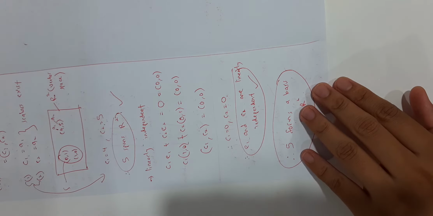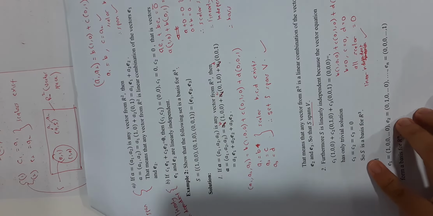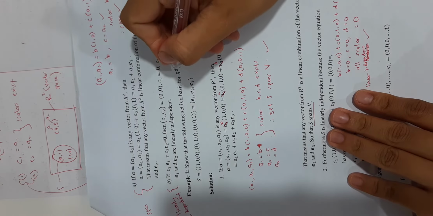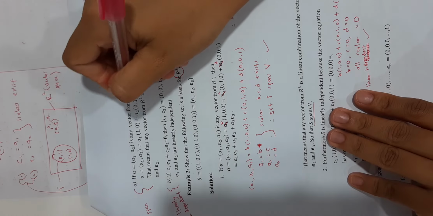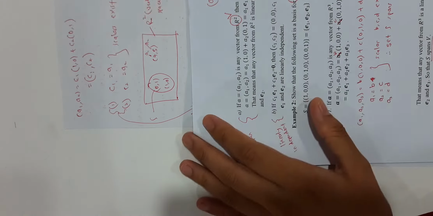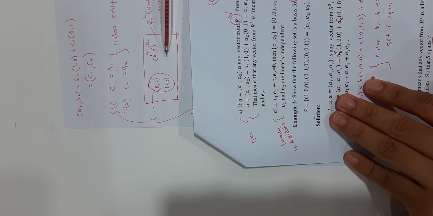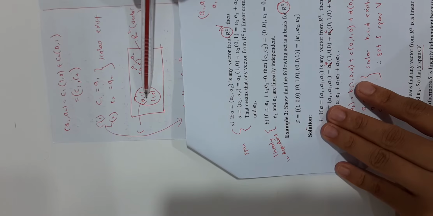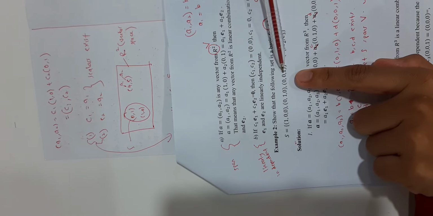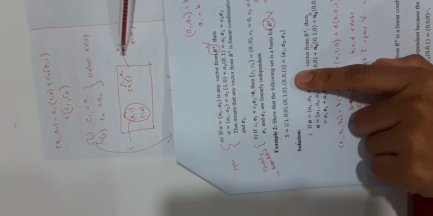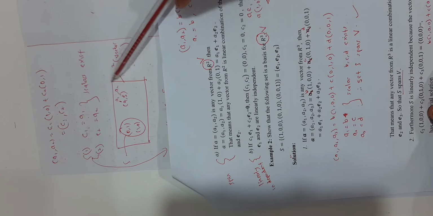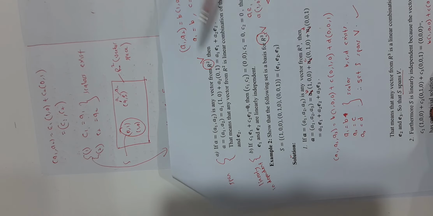Okay, so let's have a look at one more example here. Show that the following set is a basis for R3. Now this R3 is your V, and this is your set S. So it goes back to the same diagram. The only difference now is that in this S here, we have three vectors, and instead of R2 now, we are working with R3. It's the same diagram, same concept, only the questions are different.